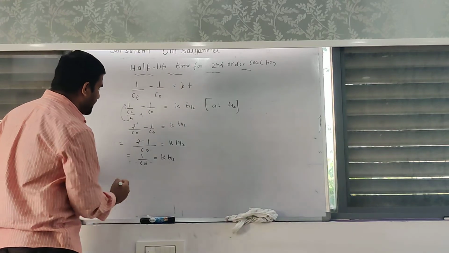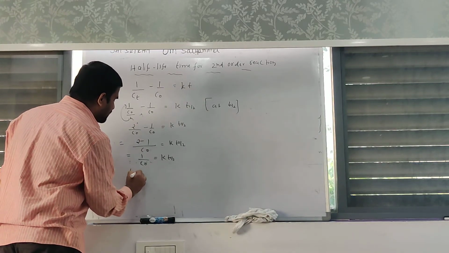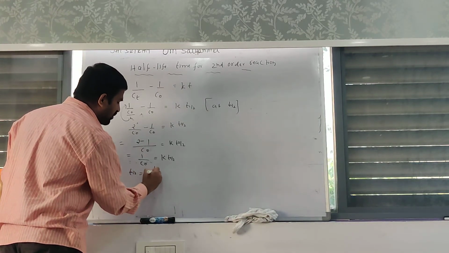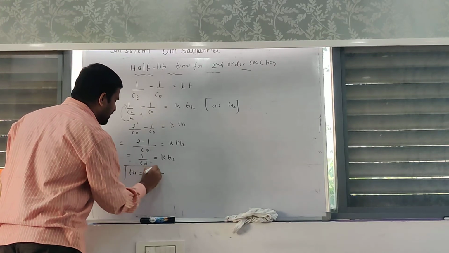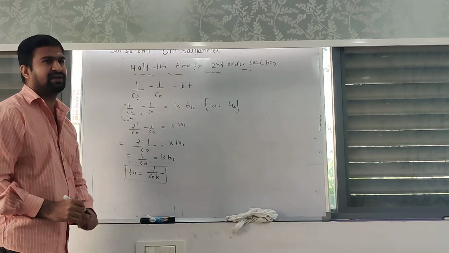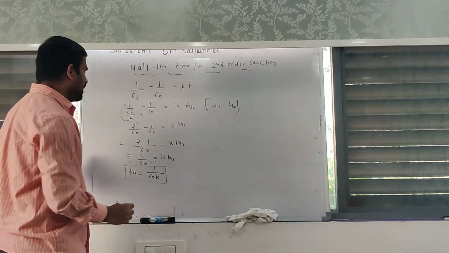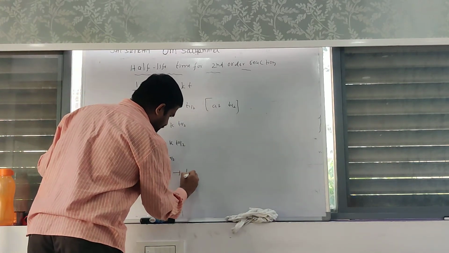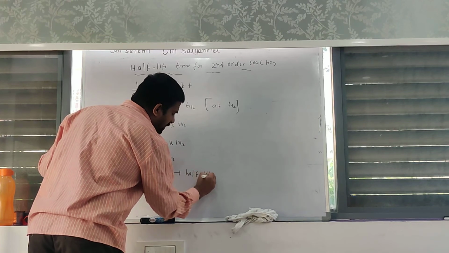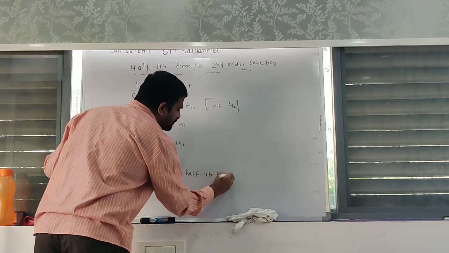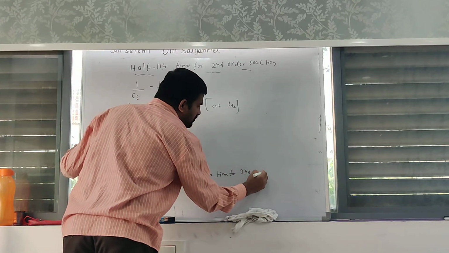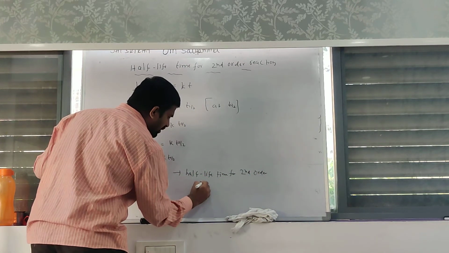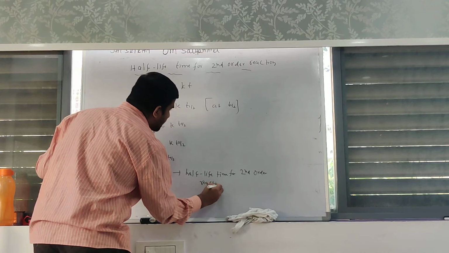I want only t half. That's why t half is equal to 1 by C0 k. This is the half-life time for a second order reaction.